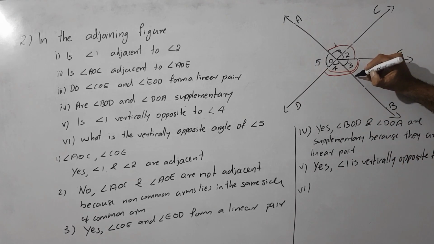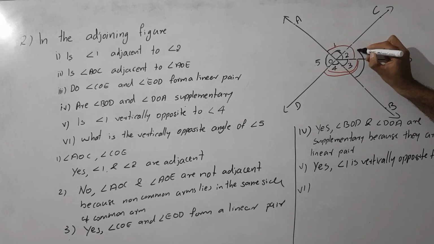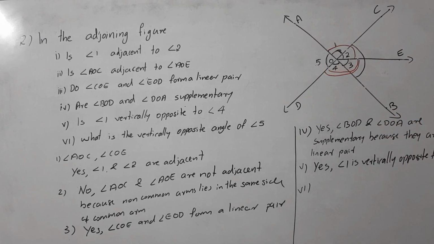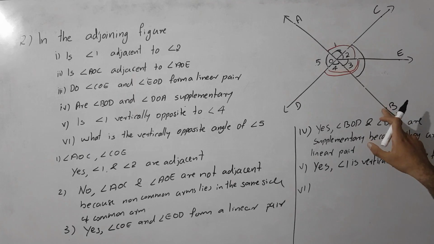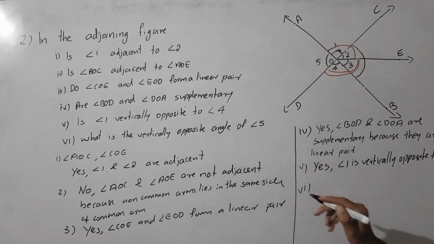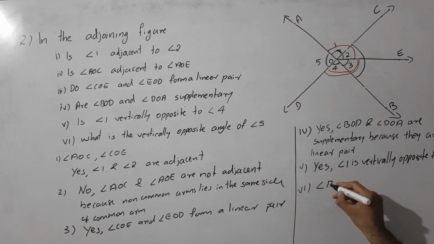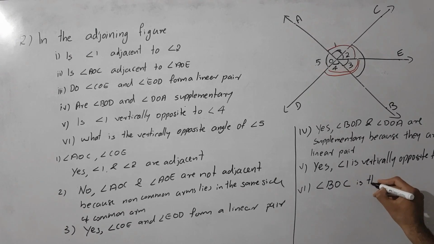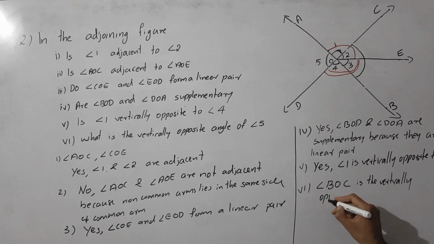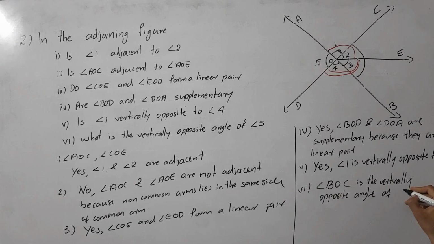Which is that angle? Then this one is that angle. The angle is this. We don't know any number. Then what is the angle name? The vertically opposite angle of angle 5 is angle BOC. Then what is the vertically opposite angle of angle 5? That vertically opposite angle of angle 5 is angle BOC. Okay, so angle BOC is the vertically opposite angle of angle 5.